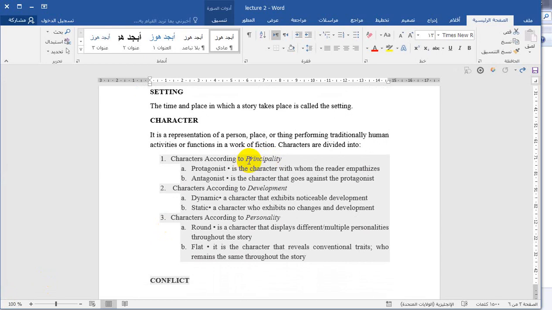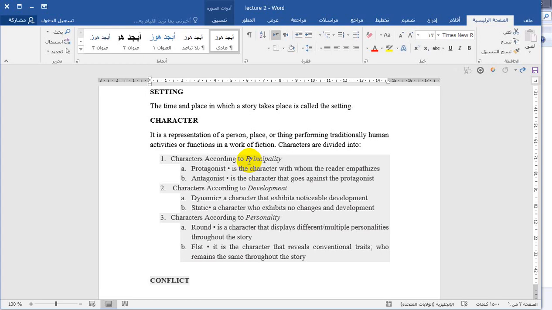We have a protagonist and antagonist. The protagonist is the hero, the character that the reader sympathizes with. The antagonist is the villain against the hero. He is the bad, representing evil, while the protagonist represents goodness. Characters according to the development.